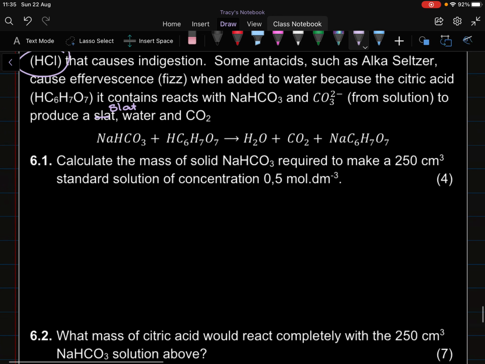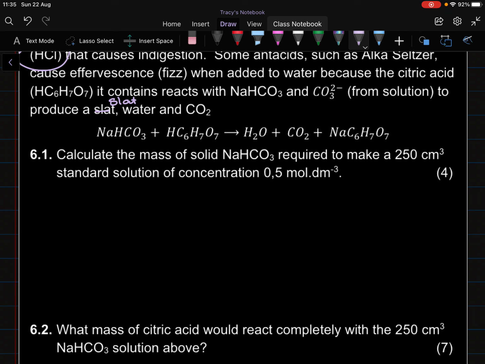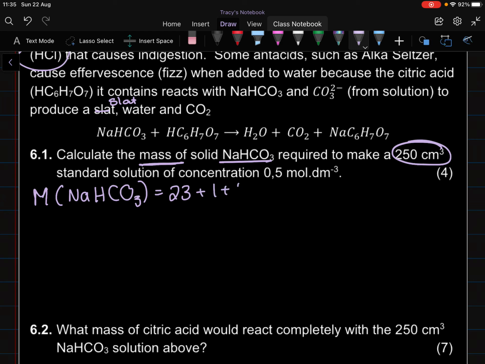They give us sodium hydrogen carbonate plus citric acid, and we get a whole bunch of stuff. The first thing they ask you to do is to calculate the mass of the NaHCO3 required to make a 250 centimeter cubed standard solution of concentration 0.5. First I need to know the molar mass of sodium hydrogen carbonate. It's 23 plus 1 plus 12 plus 3 times 16, and we get 84 grams per mole.